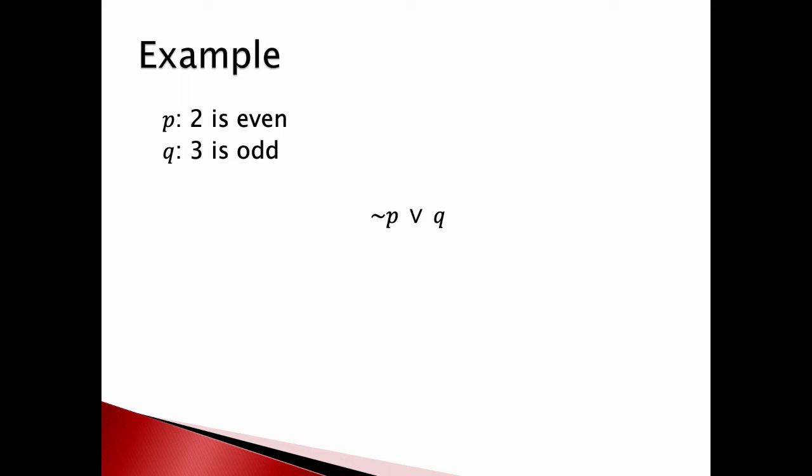Okay. What if we tried not P or Q? So that would say 2 isn't even or 3 is odd. Well, the first part, 2 isn't even, that's false, right? But remember, false or true is still true. So again, if this seems a little odd, you might want to back up and re-listen to the last couple of minutes about the elevator story and about why false or true, or in this case, true or false, should always be interpreted as true.